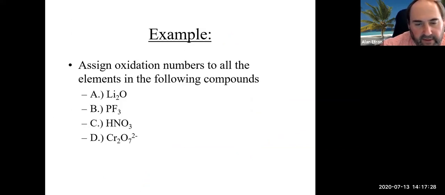Oops, so I think we have some. So why don't you take a couple minutes here and assign the oxidation numbers for each of the elements in each of these, and see what you come up with.